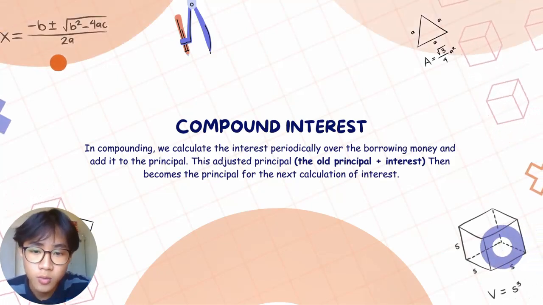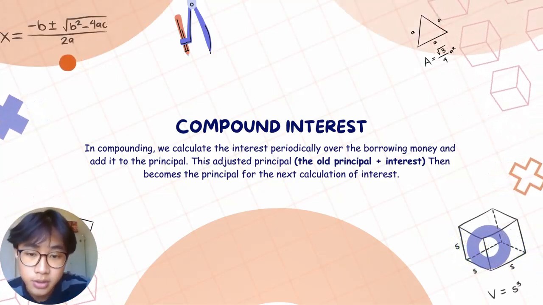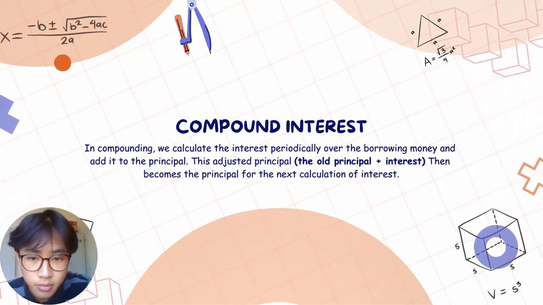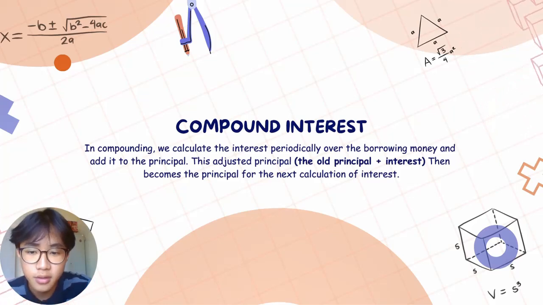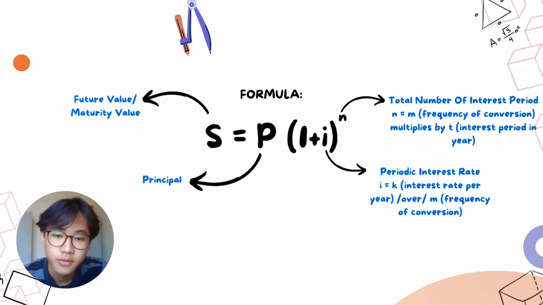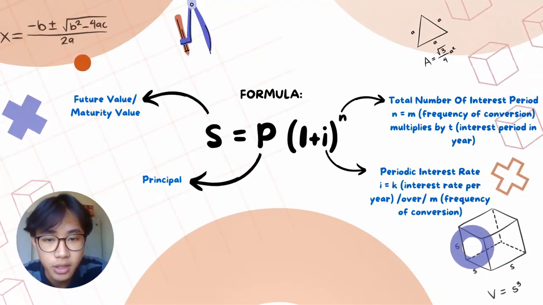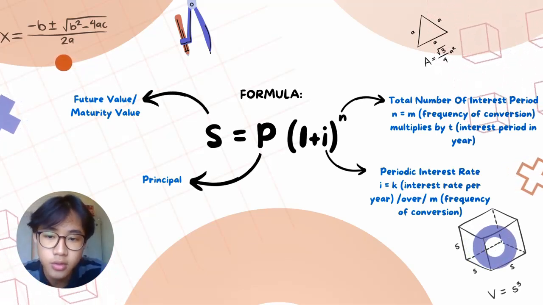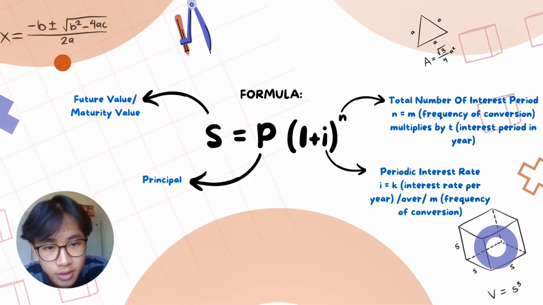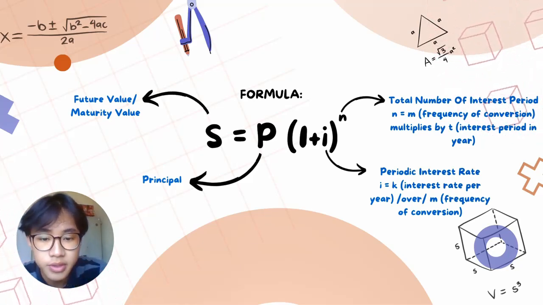In compounding, we calculate the interest periodically over the borrowed money and add it to the principal. This adjusted principal, the old principal plus interest, then becomes the principal for the next calculation of interest. For the formula, we will be using S equals P(1 plus i) to the power of n. S is defined as future value or maturity value. P is principal, i is periodic interest rate, and n is the total number of interest periods.